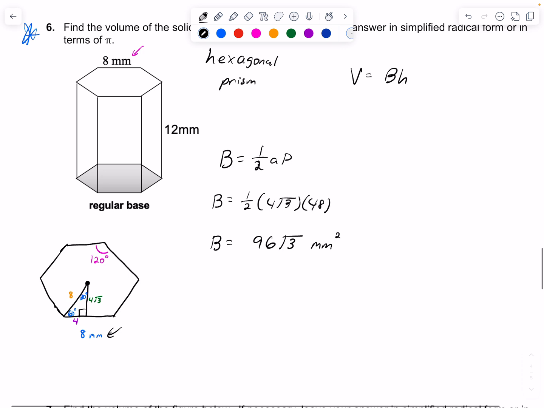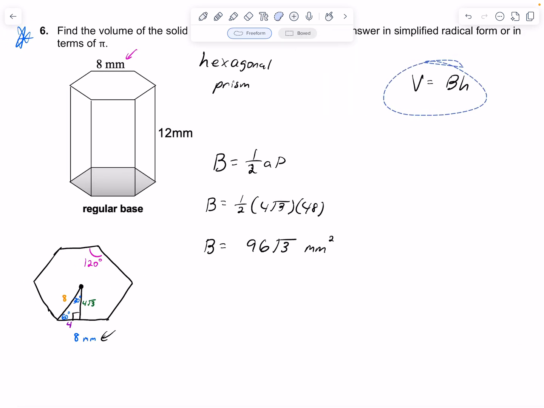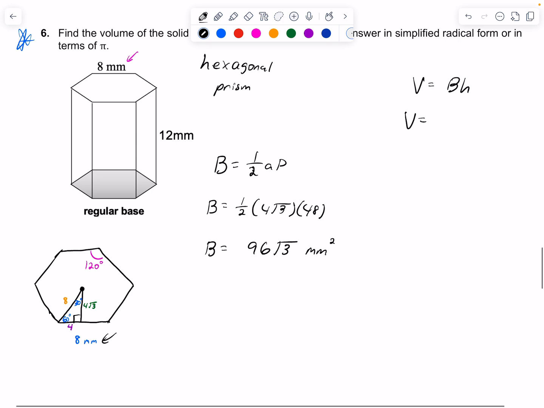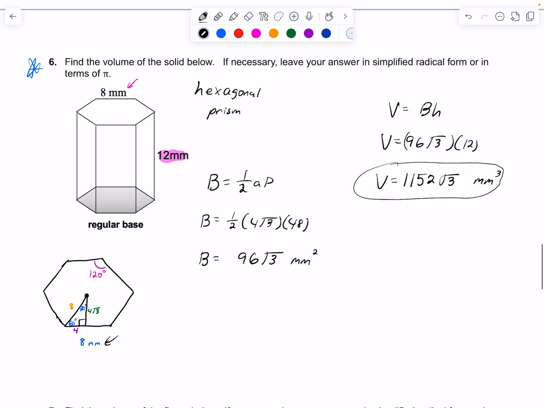Now we can move back over to our volume formula, and we can figure out the volume of this solid. So volume equals 96 times the square root of 3, that's the area of the base. The height is right here, which is 12 millimeters. So if I multiply all that together, that's going to give me 1,152 times the square root of 3 millimeters cubed. All right? So that is how you find the volume for this hexagonal prism.